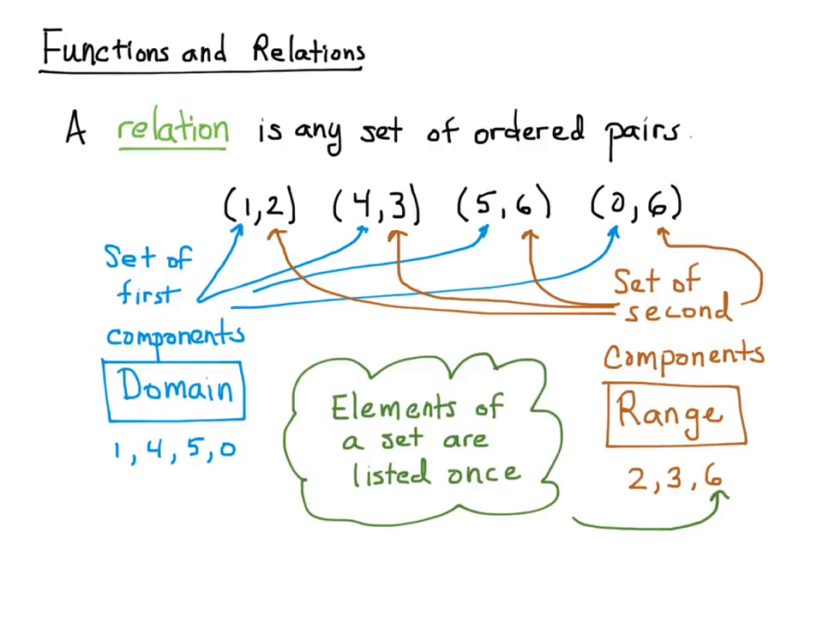So the input is the domain, the output is the range, and it's not just the value, but it's the set of possible values. All right, so some people have a little difficult time remembering which one's the domain and which one's the range. Just remember, input is before output, and domain alphabetically is before range. So if you remember the two words, just remember the order. Domain is the first one, that's your input.